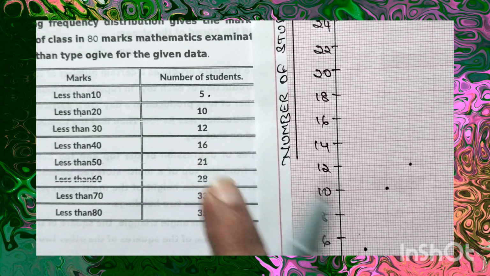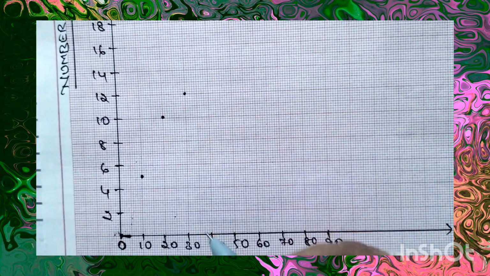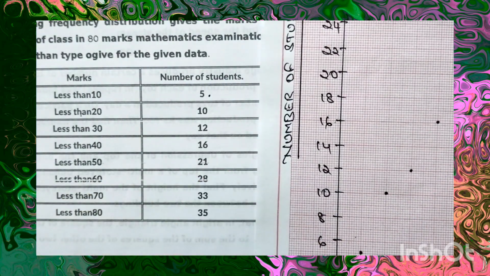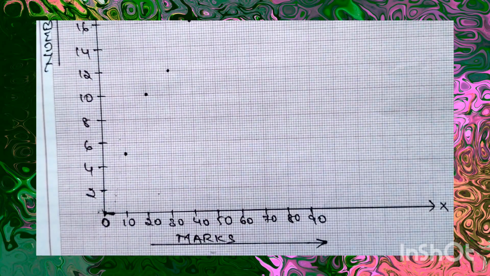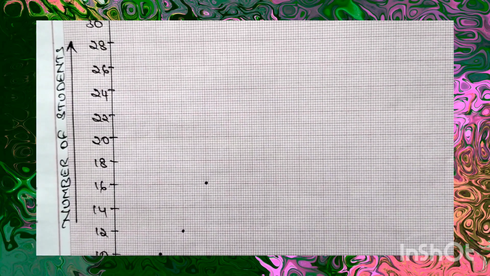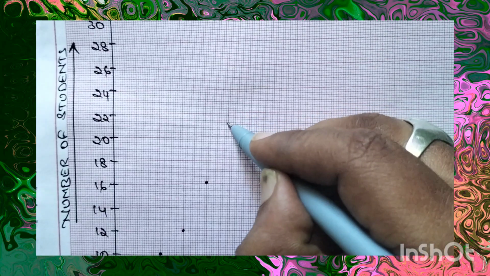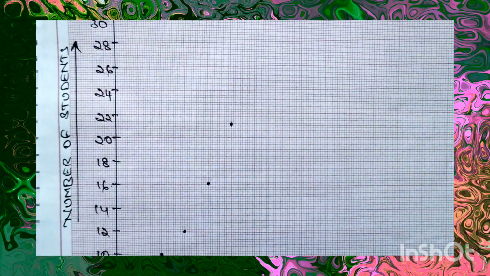Next, less than 40. Less than 40 is 16. The 40 straight, 16 comes here. Next, less than 50, 21. 21 is in between 20 and 22, that is 21.